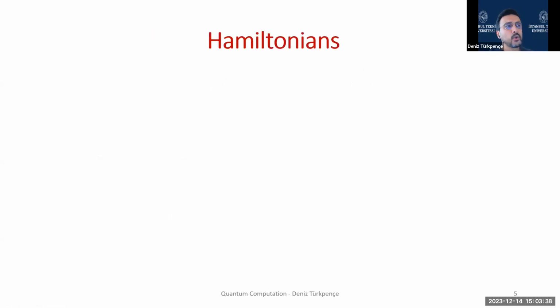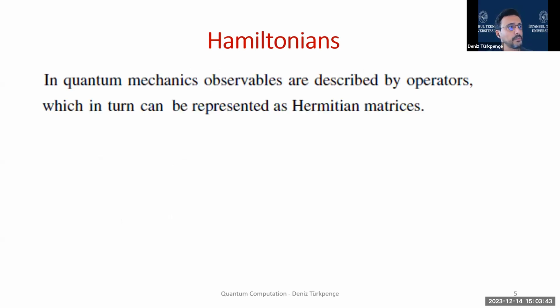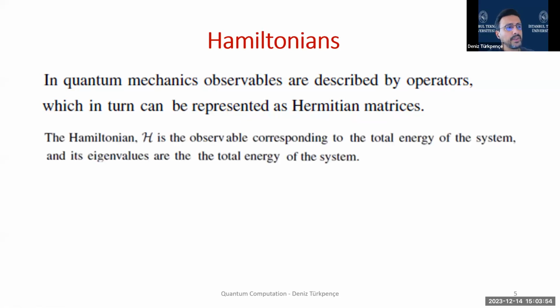Let's have a quick look at the Hamiltonians. What are these operators in quantum mechanics? So the observables are described by operators in quantum mechanics, which in turn are represented by Hermitian matrices. Okay? So the Hamiltonian is the observable corresponding to the total energy of the system, and its eigenvalues are the total energy of the system. And we know that the eigenvalues of Hermitian operators are real. So energy should be a real quantity.